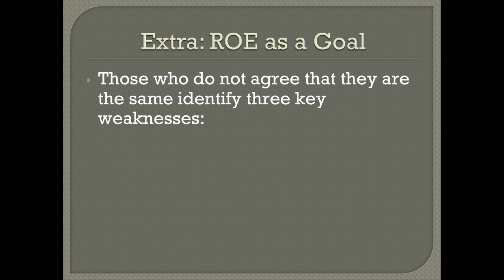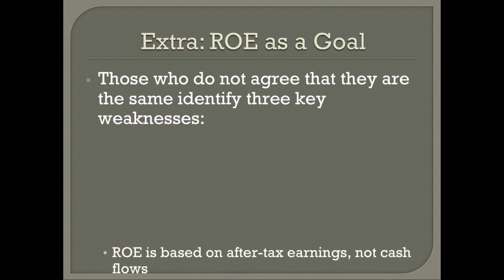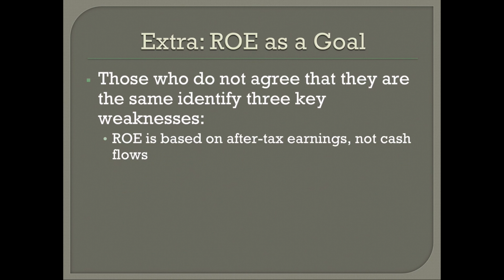Those who do not agree that they are the same identify three key weaknesses. One is that ROE is based on after-tax earnings, not cash flows. So it's focusing on net income, which is an after-tax earning. We said at the very beginning that we want to maximize cash flows. So that's one of the key arguments against maximizing ROE in comparison to maximizing share price.